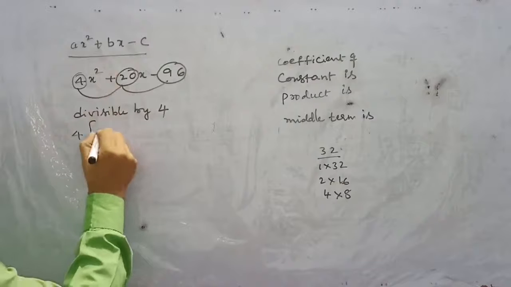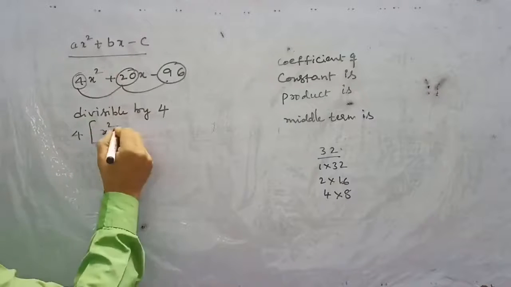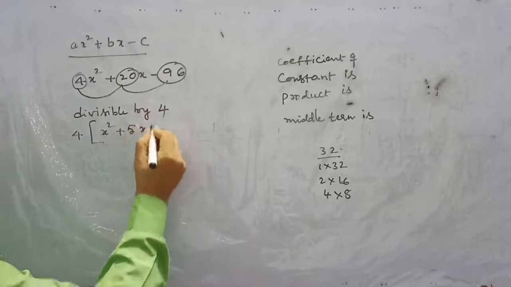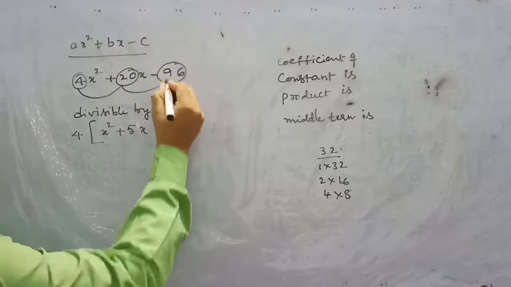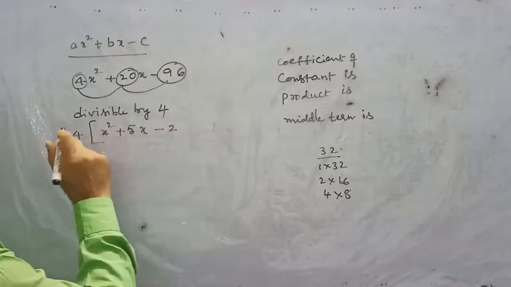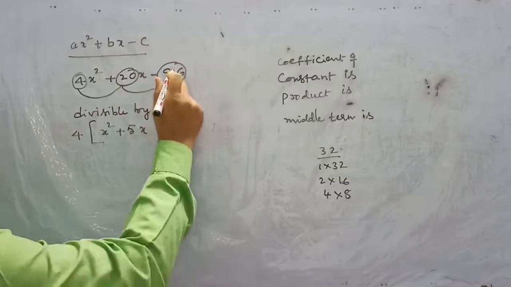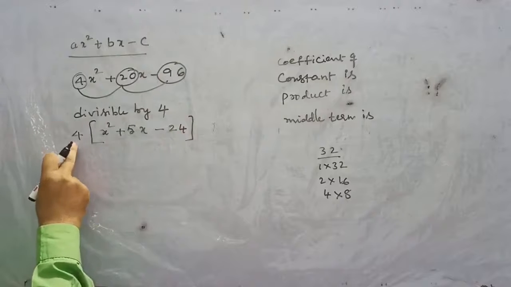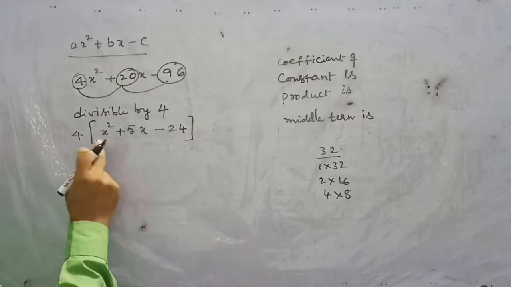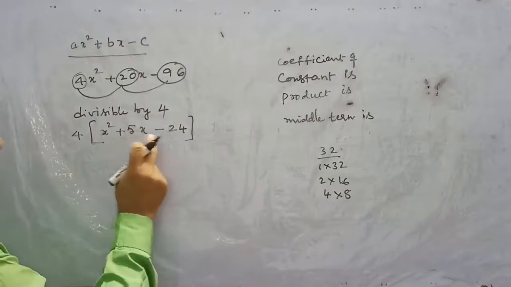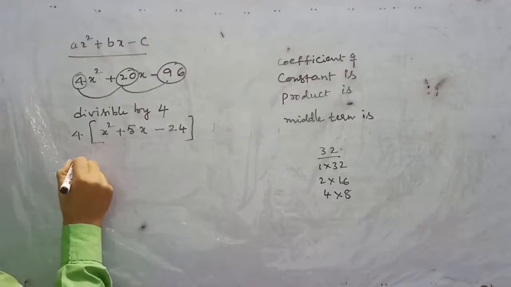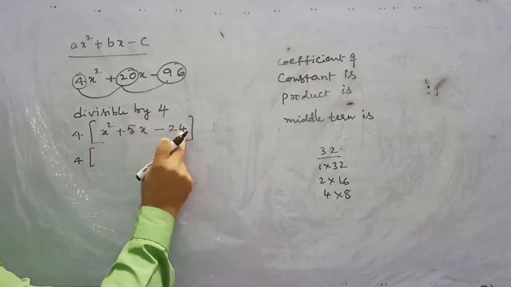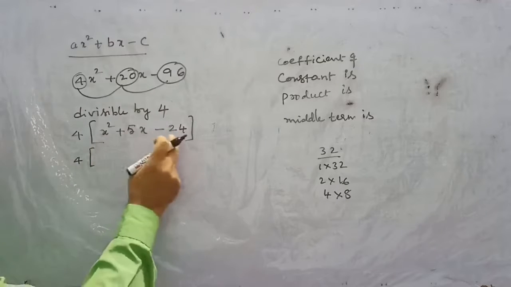Then what we get: x square, plus how many times, 5 times, 5x, minus next how many times, 4 2s are 8, next one remainder 4 4s are 24. Okay, so 4 is the common factor and the problem is x square plus 5x minus 24. So this can be written as 4 into x square plus 5x minus 24. Now we have to write the factors for this.